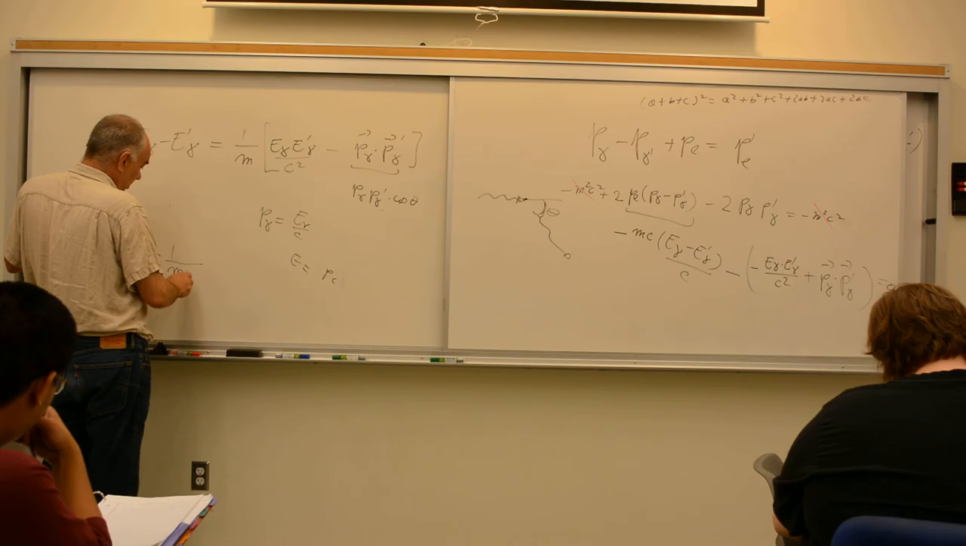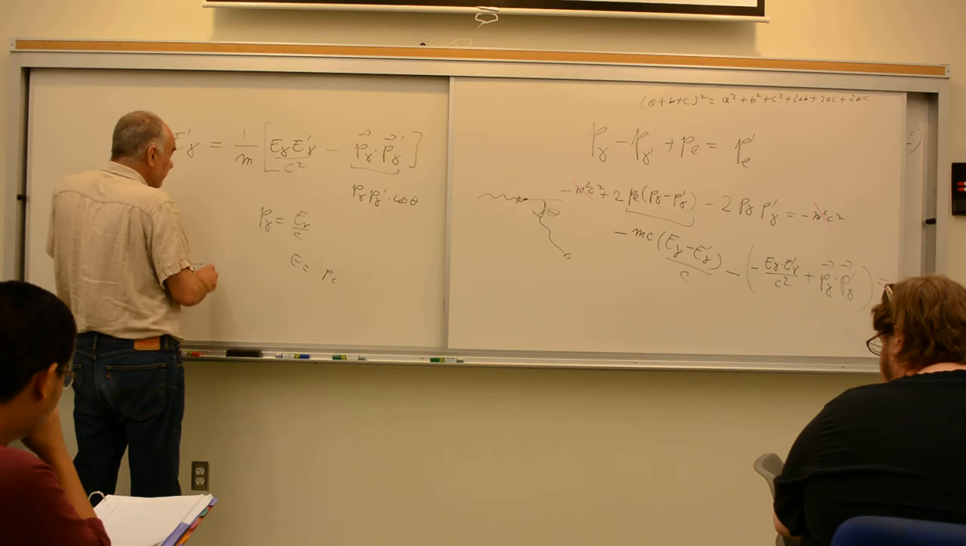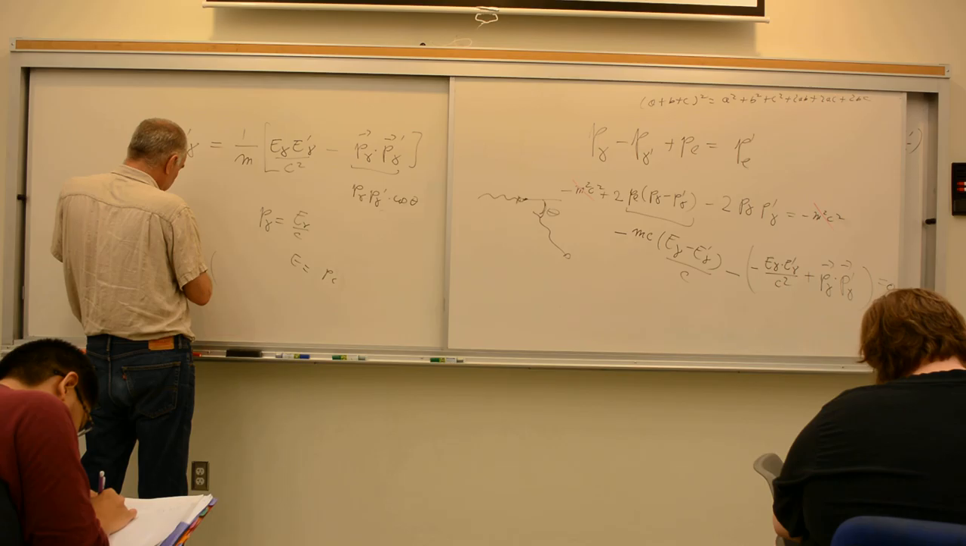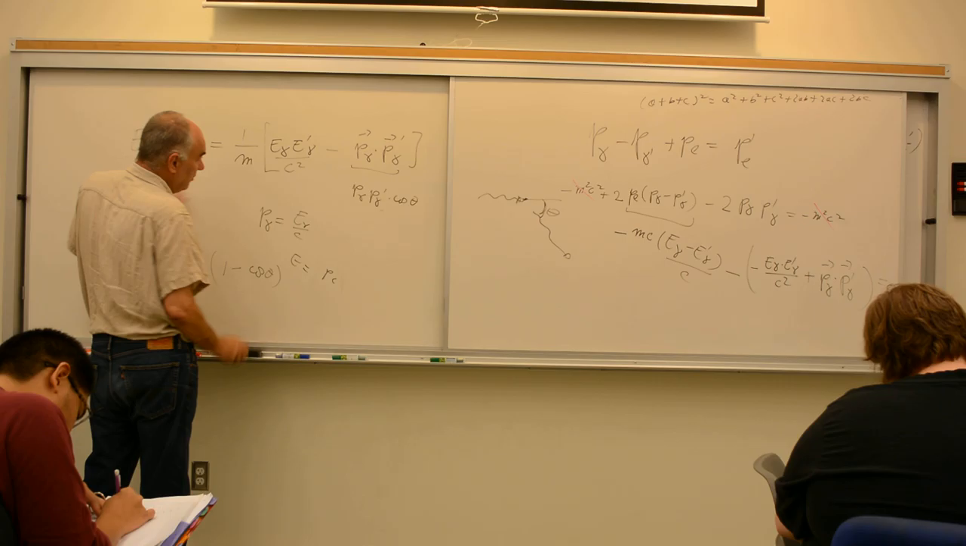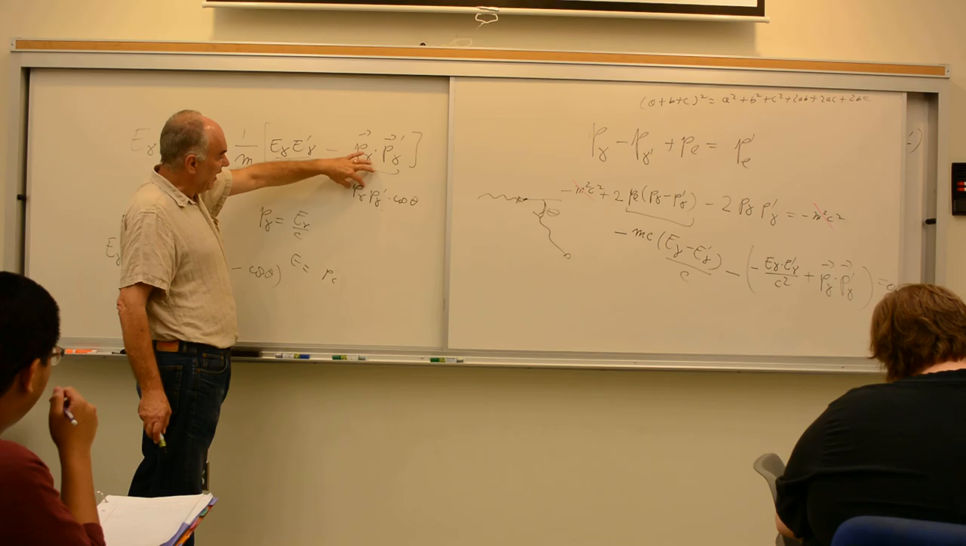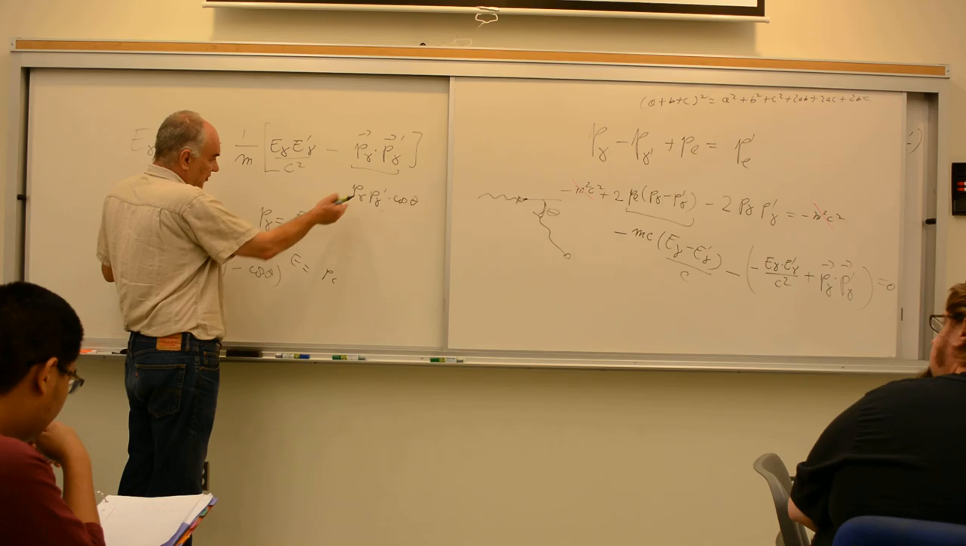So we have E gamma minus E prime gamma is 1 over m c squared, and then we have E gamma, E prime gamma, and 1 minus cosine theta, right? Because when I replace these magnitudes here by E over c, I get E gamma times E prime gamma, and there is a cosine theta, and there is 1 over c squared, which is common. So that's what you get.